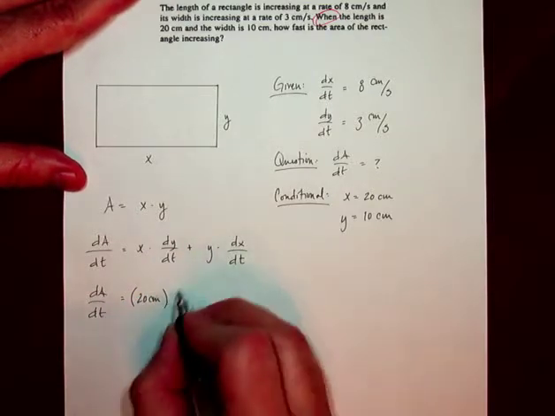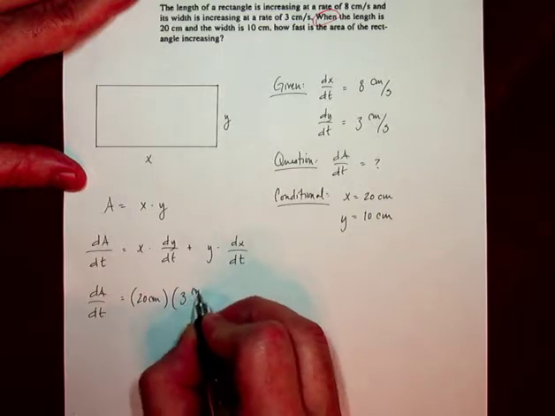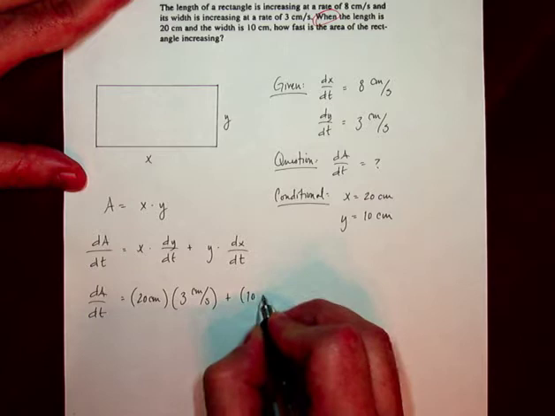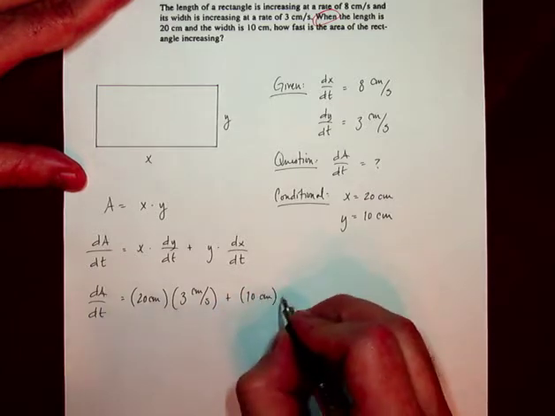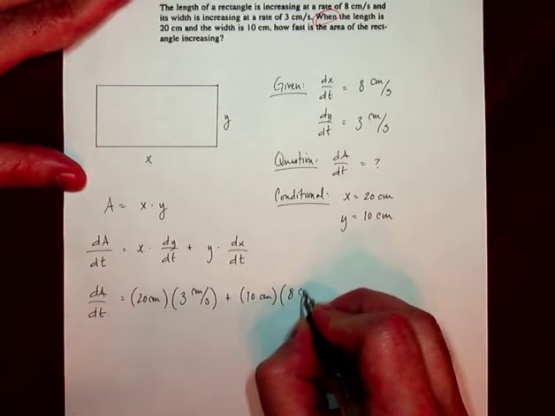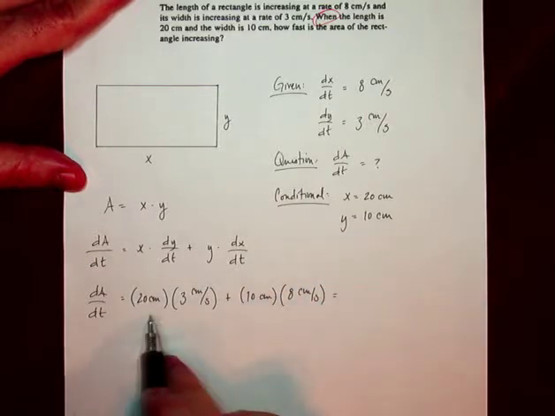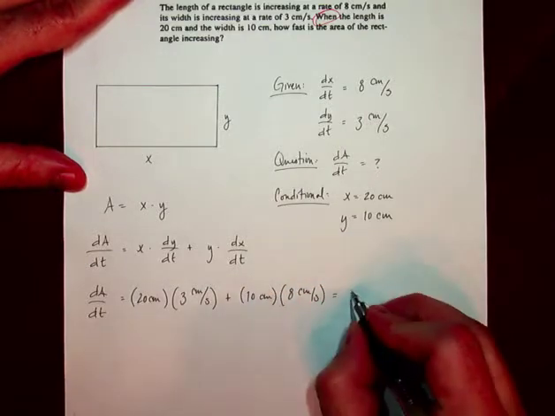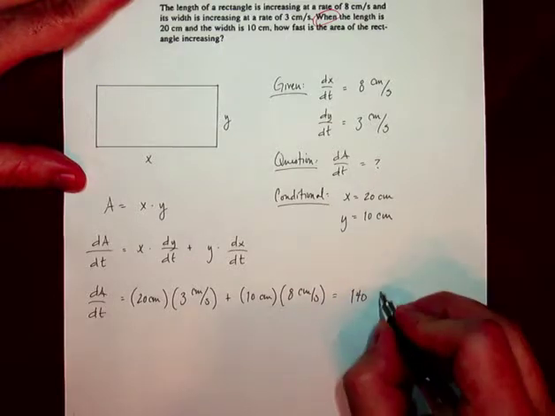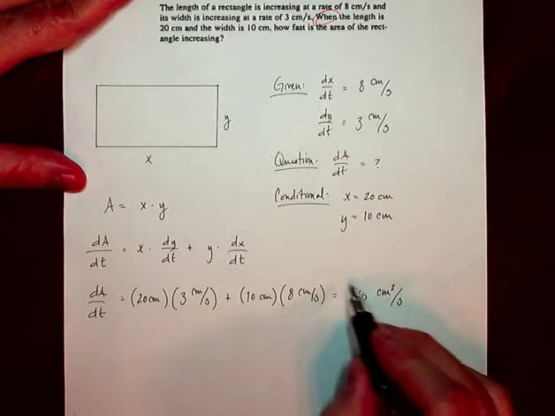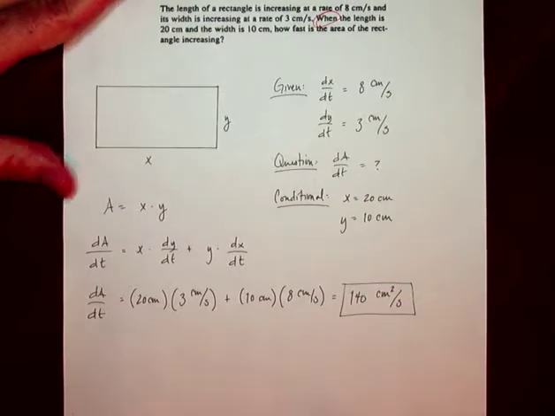My dy/dt is 3 centimeters per second. My y is 10 centimeters. And my dx/dt is 8 centimeters per second. Now that winds up being 60 and 80, so that's 140, and of course the units are now in terms of centimeters squared per second because it is area per time.